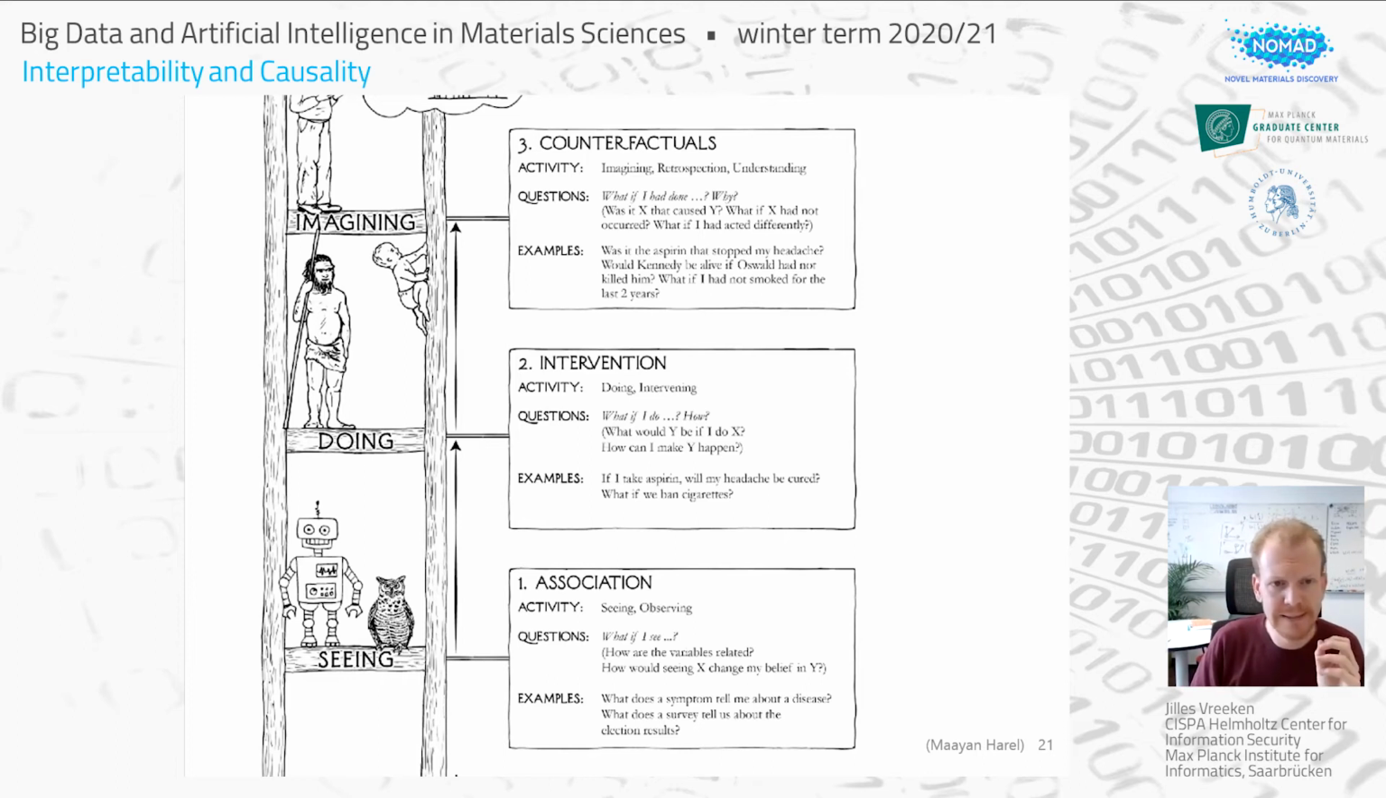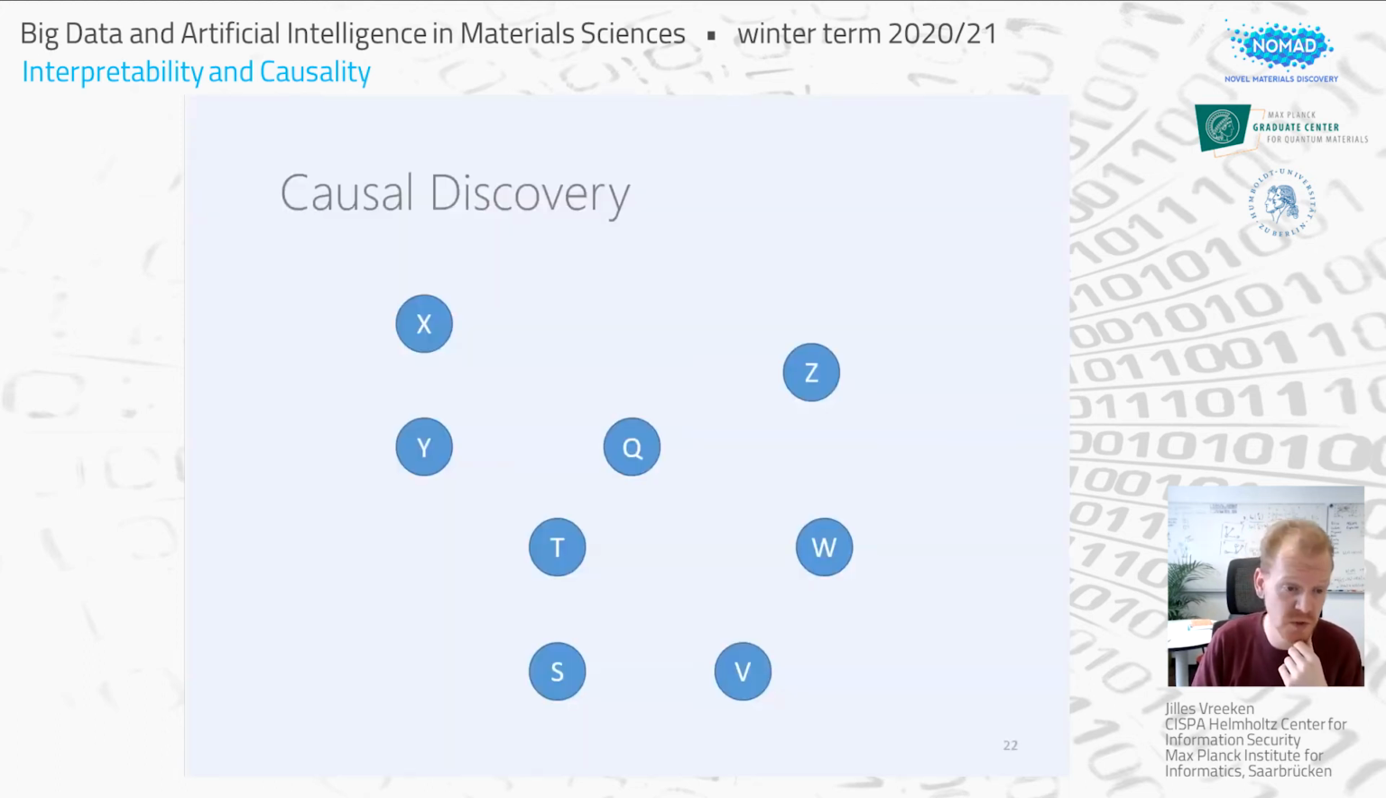Okay, so much for what is causation, and what can we do with it. Now I want to use the last 15, 20 minutes or so to explain to you how, given some data and a set of assumptions, we can determine the causal network. How can we do causal discovery?